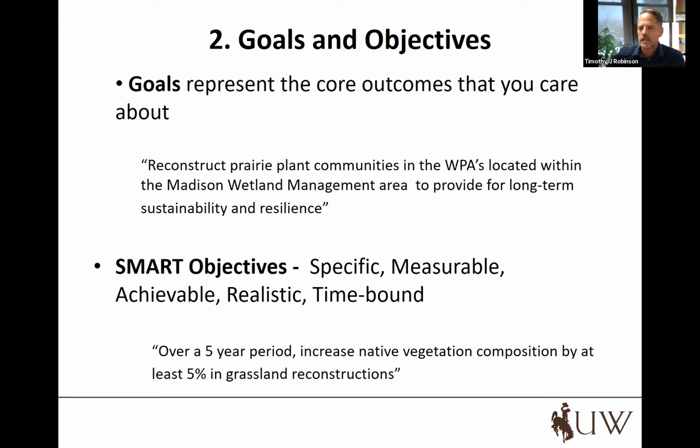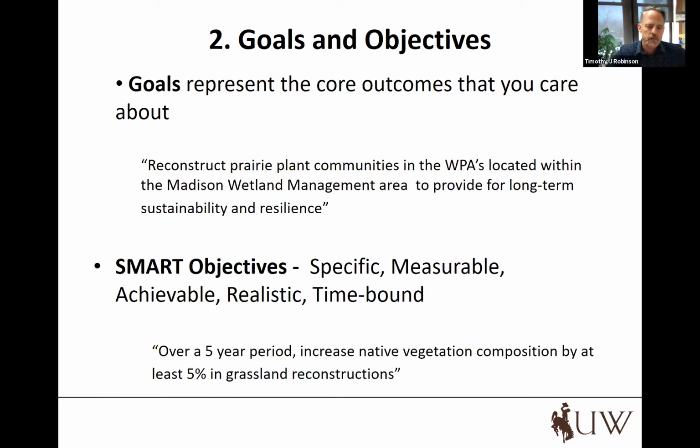Remember, I mentioned that it's a 5-year monitoring program. So we might say over a 5-year period, increase native vegetation composition by at least 5% in these grassland reconstructions. So notice that it's specific because we're explicitly stating that we want to have a 5% increase in the native vegetation composition. It's time bound with the 5 years, measurable. So we're assuming that we can actually measure vegetation composition on these WPAs.